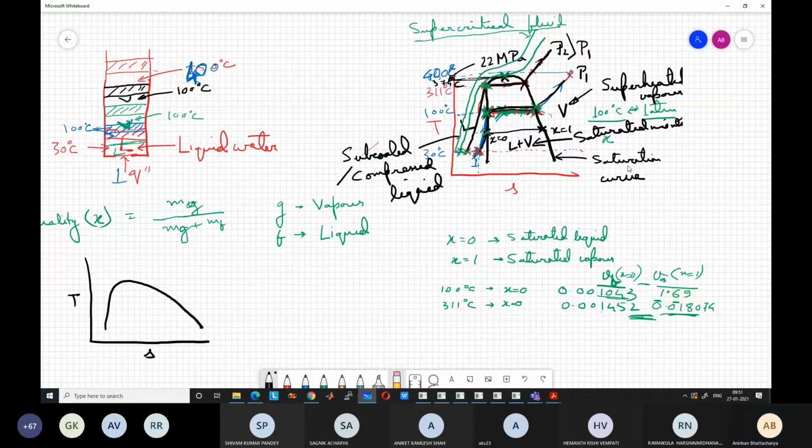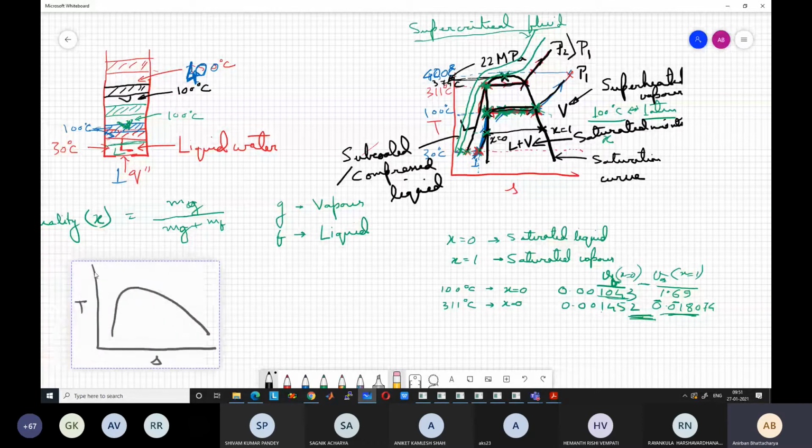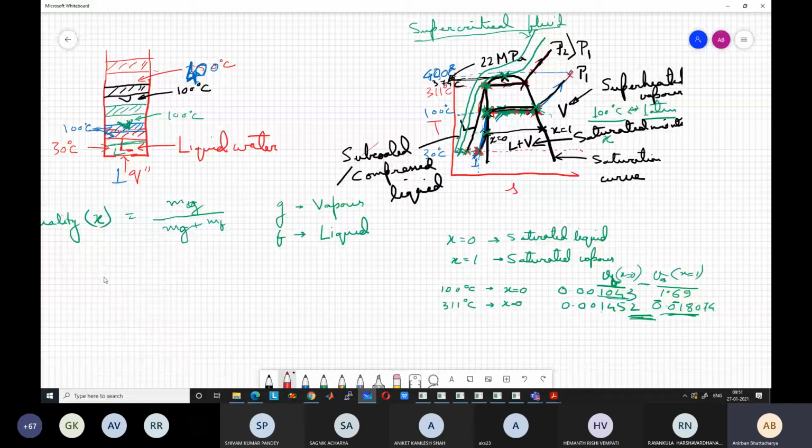Now, keeping this in mind, I will just redraw that TS diagram, because it has become very messy here and confusing.